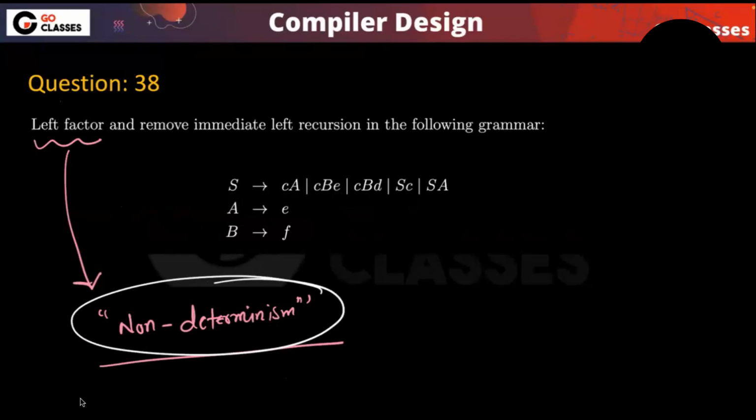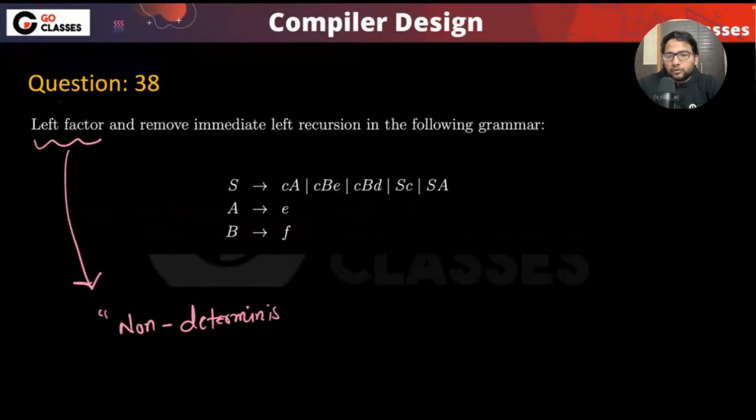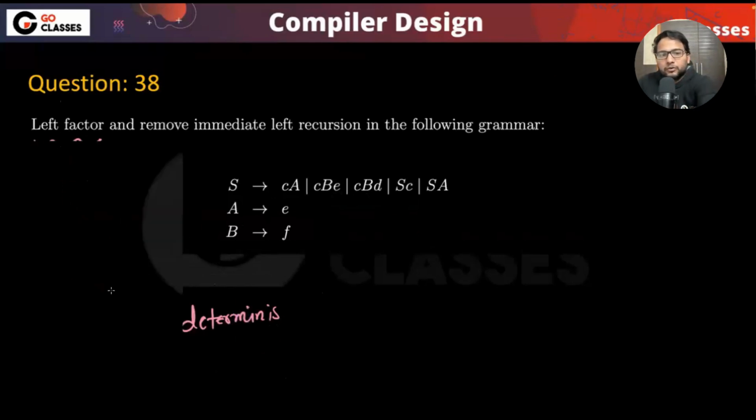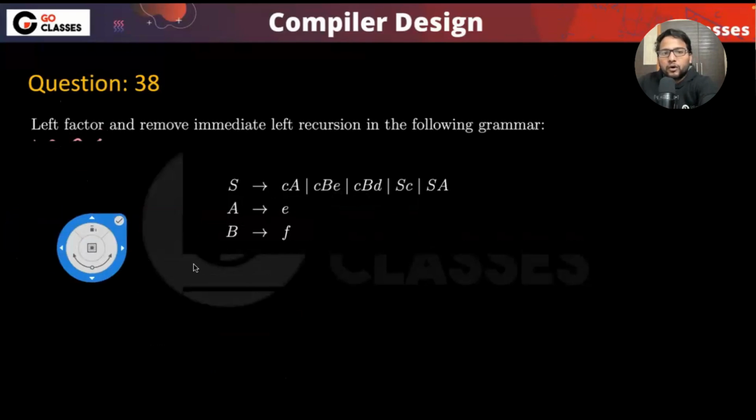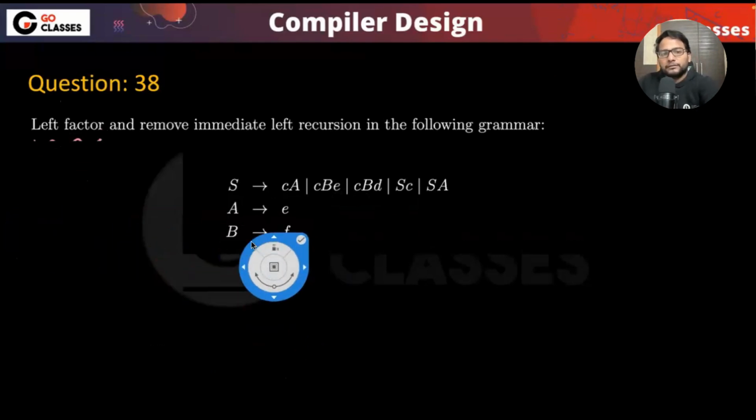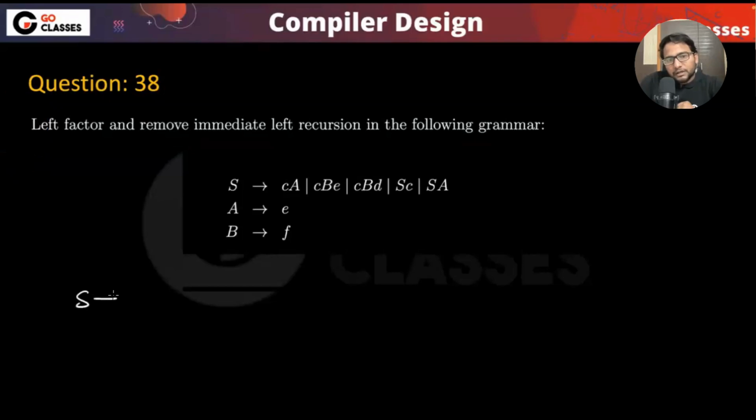So let's just left factor it. Now, what you need to do, you first need to take common. What will you take common? You will take c common. So you will say that S gives small c, and then you write everything: capital B, small b, capital B, small d. Yeah, that's all.